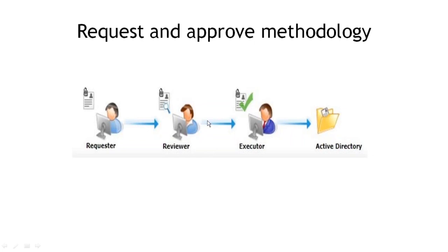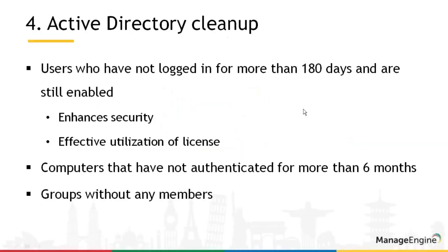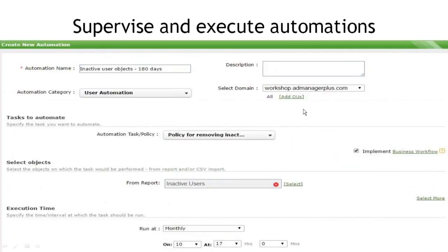You log into AD Manager Plus, you get an email so that you log into AD Manager Plus, and then you have a look at the accounts that are about to be disabled. You verify the list. You feel that all the accounts have not logged in. You hit OK, and the accounts are disabled in Active Directory, right? So that's how you supervise and execute automations. So this is how you actually can better manage your Active Directory infrastructure using an application like AD Manager Plus.